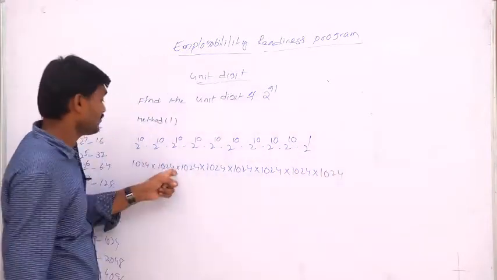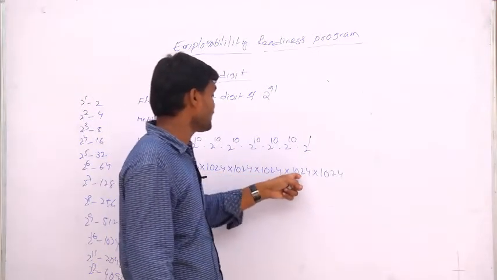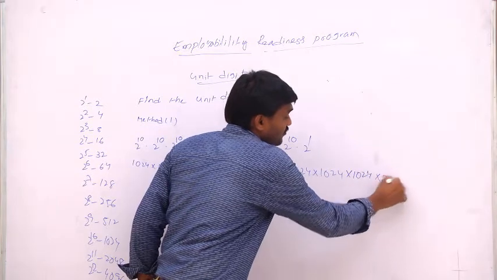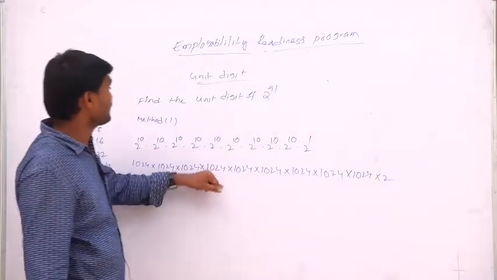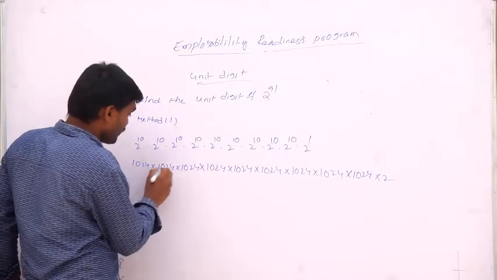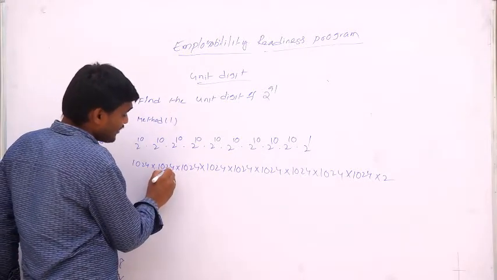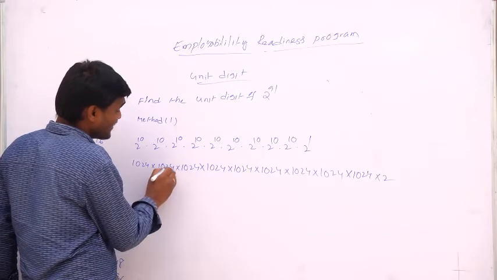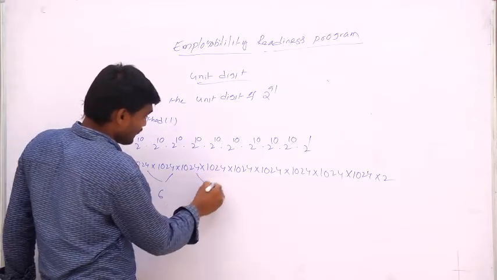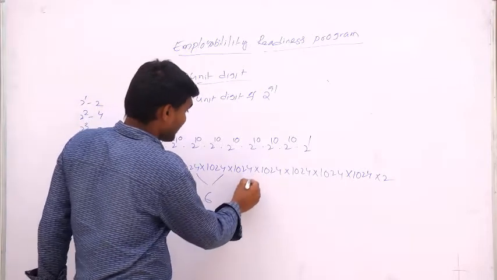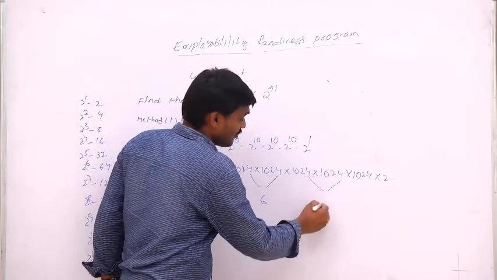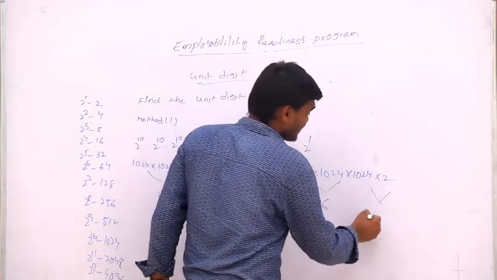That is seven times 1024, into 2. So this expression is converted the same way as the earlier example. So 4 into 4 is 16, so the unit digit is 6. 4 into 4 is 16, so you can write 6. Then again 4 into 4 is 16, so you can take 6.